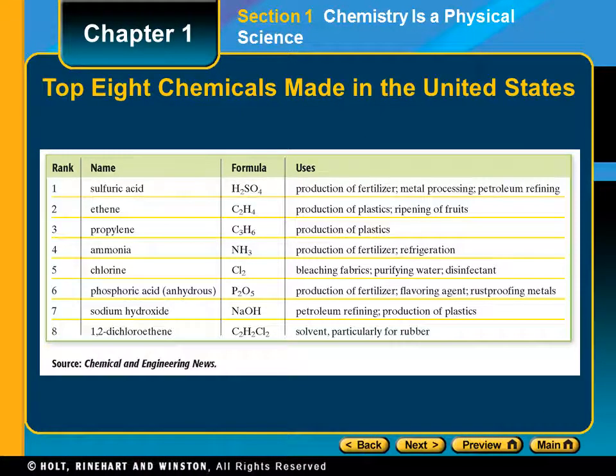Now, the top 8 chemicals made in the United States, because yes, chemicals are important, and we can think of a lot of chemicals as being natural, but a lot of chemicals, once we identified what they were, we figured out ways to manufacture them for commercial use. So number 8 is 1,2-dichloroethene, but then we move up to sodium hydroxide, phosphoric acid, which is anhydrous, chlorine, ammonia, propylene, ethene, and then the top one is sulfuric acid.